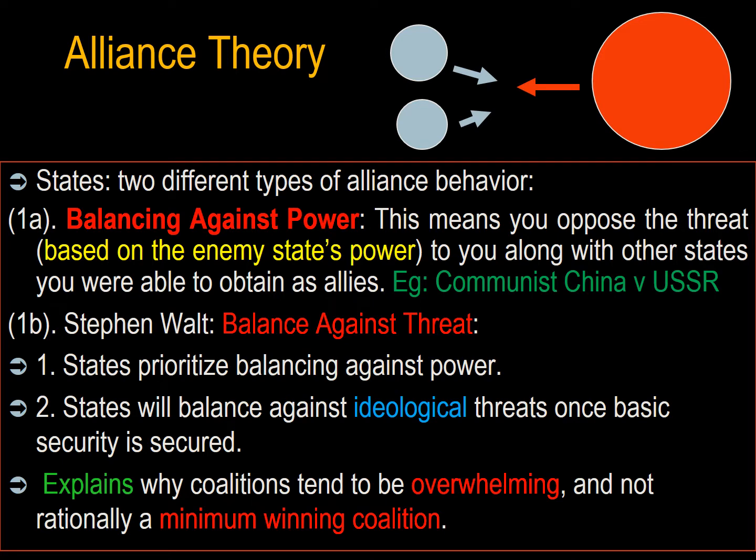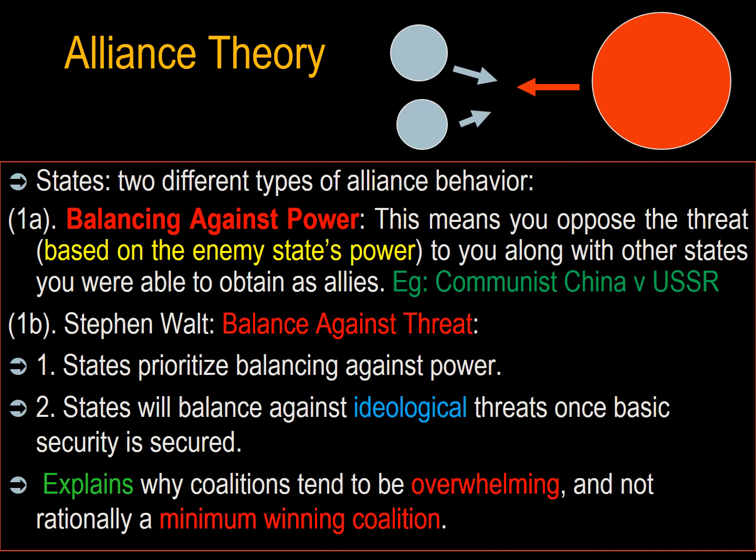Walt also has a second type of proposal for balance, which is balance against threat. And here Walt argues that states prioritize balancing against power, but they will also balance against ideological threats once their basic security is taken care of. And number three, this explains why coalitions tend to be overwhelming and not rationally a minimum winning coalition. Now, we saw that countries want to minimize the amount of resources they spend on security.